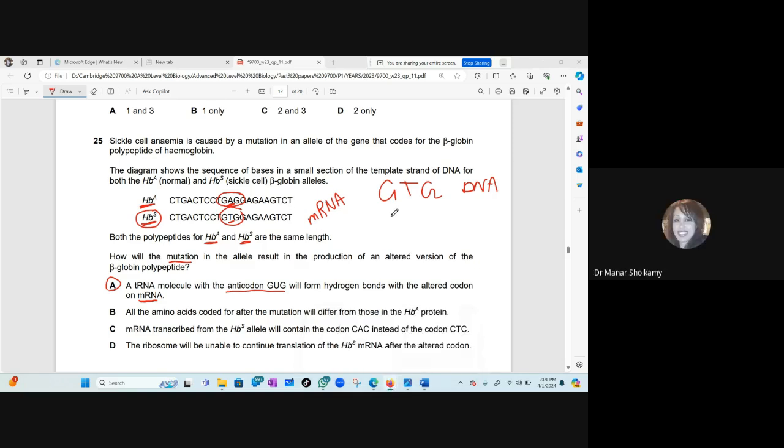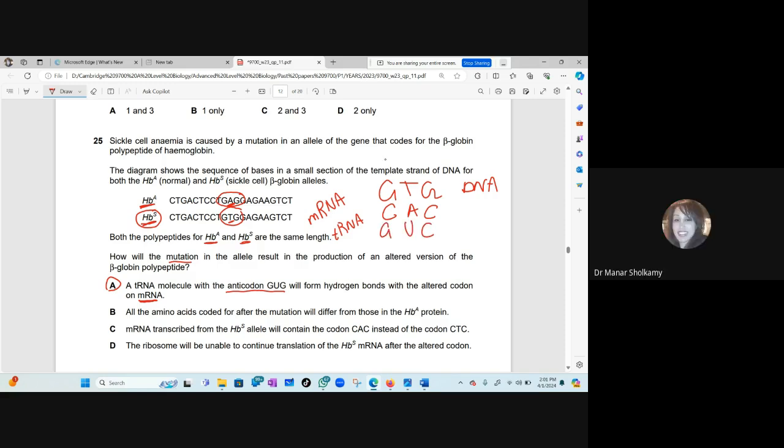Okay, tell me, what is the messenger RNA? GTG is the DNA. What is the messenger RNA for that? Messenger RNA. Yes. CAC. C, A, C. Okay. What is the transfer RNA for that? Transfer RNA. GUG. Yes, G, U, G.